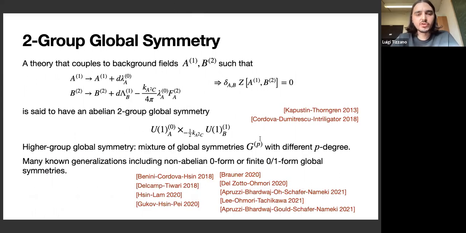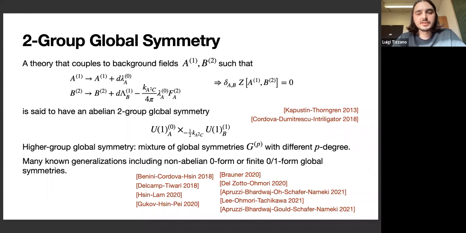And so in full generality, we will say that a theory that is coupled to these background fields A1 and B2 enjoys the following background gauge transformation. So A changes in the standard way, but B changes by these shifts that depend on the U and A symmetry. And a theory in which this gauge transformation maintains gauge invariance of the partition function will be said to have an abelian two-group global symmetry.